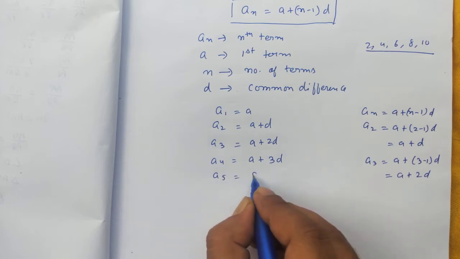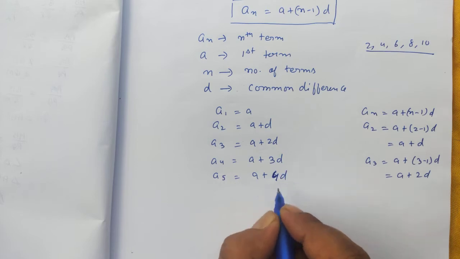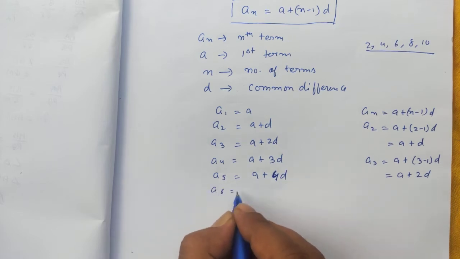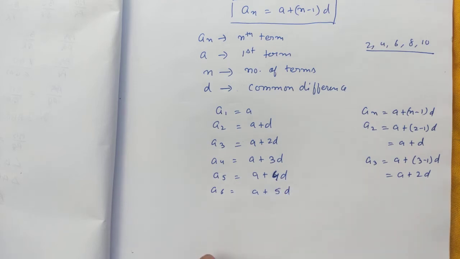a5 means a plus 4d. a6 means a plus 5d. Clear?